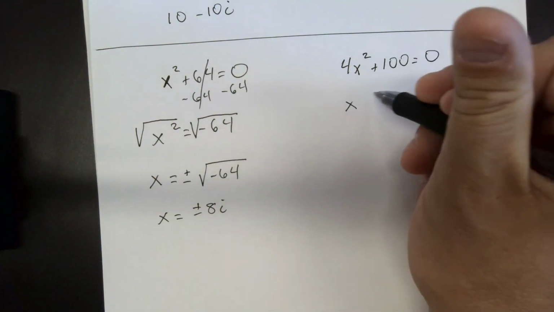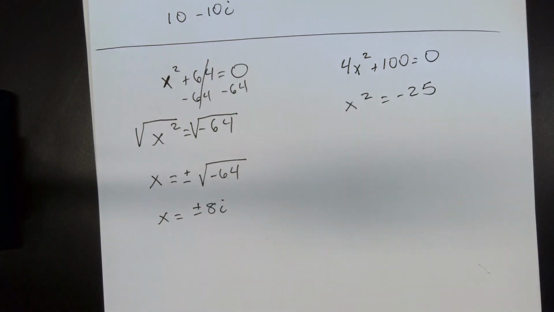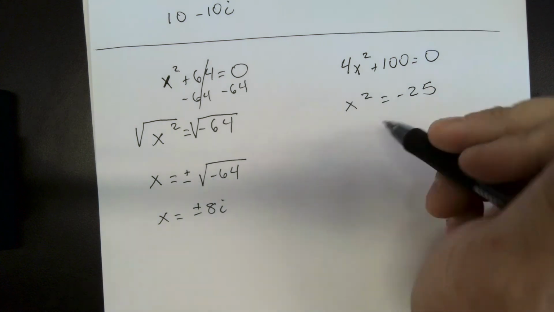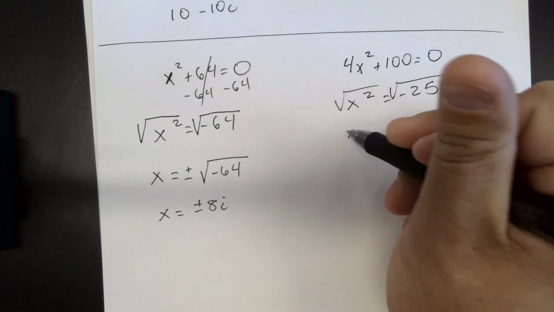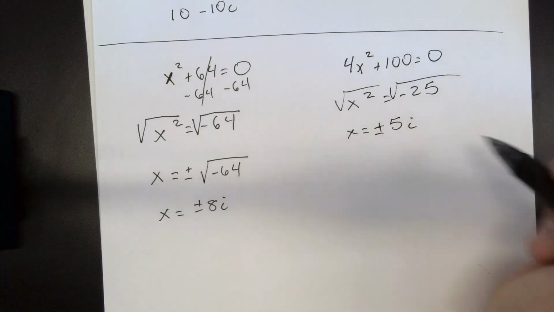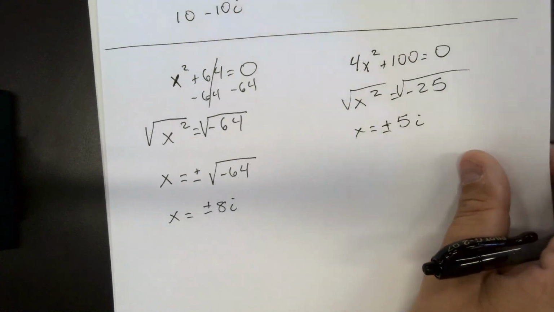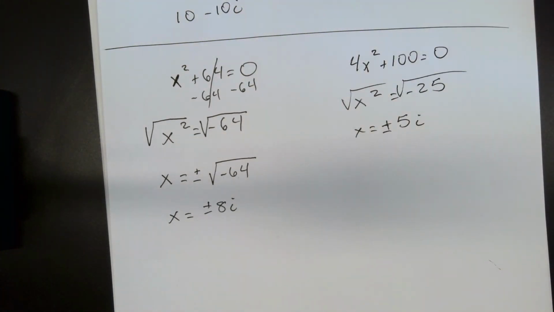So we're going to subtract 100, divide by 4 to get that. Does everyone agree with me? We're going to square root both sides. We're going to get x equals plus or minus 5i. Who got that one right? Good.